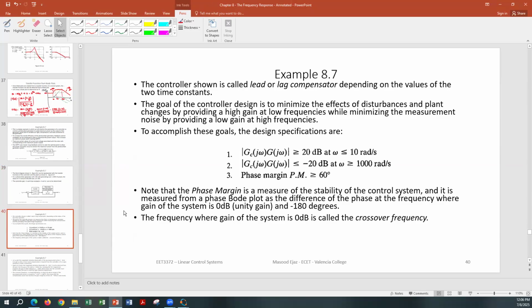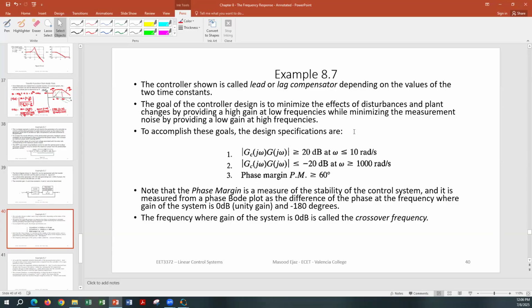The controller shown is called a lead or lag compensator. And I think in the next chapter, chapter number 10, I'm planning to cover at least one of them, either lead or lag, or both if I find time, because I still have to create notes for the last chapter, chapter 10. The controller is called a lead or lag compensator depending on the value of the two time constants. The goal of the controller design is to minimize the effect of disturbance and the plant changes by providing a high gain at low frequencies, while minimizing the measurement noise by providing a low gain at high frequencies.